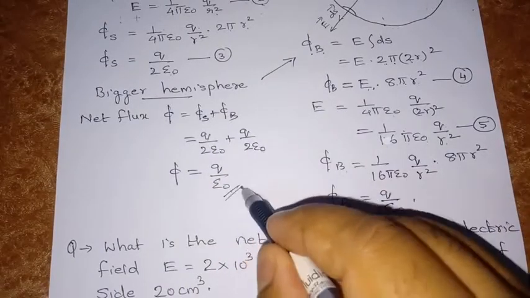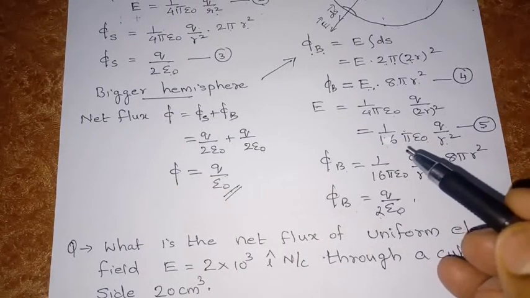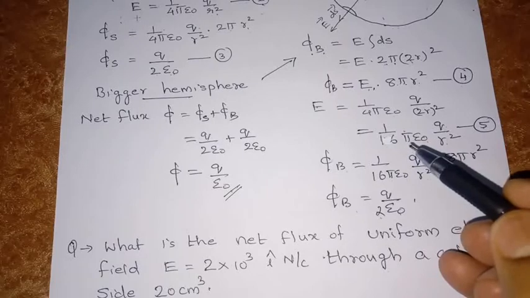So the total flux that passes through any Gaussian surface of any shape will be q by epsilon 0, according to Gauss's theorem.